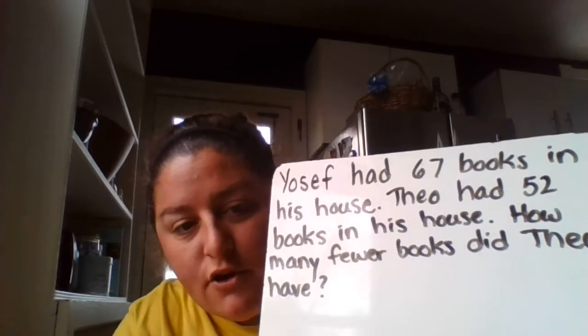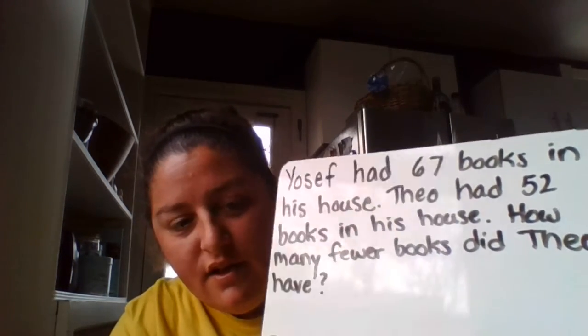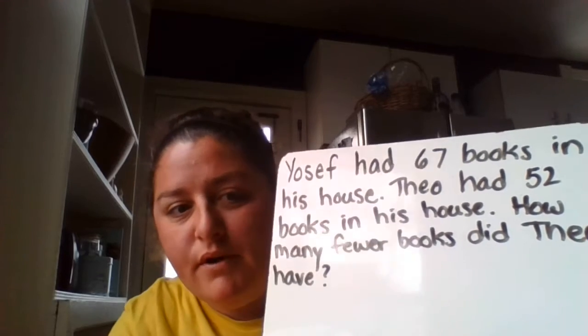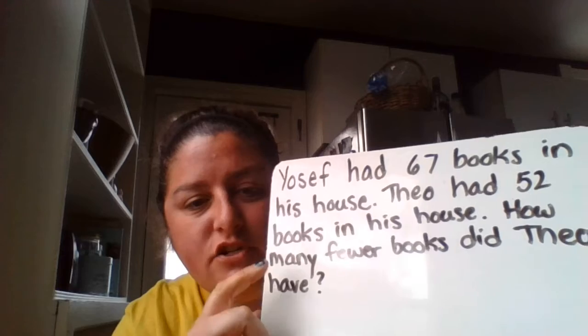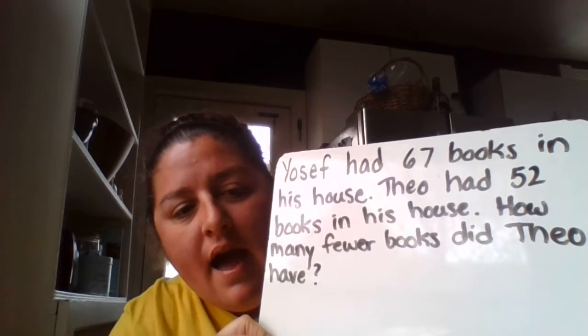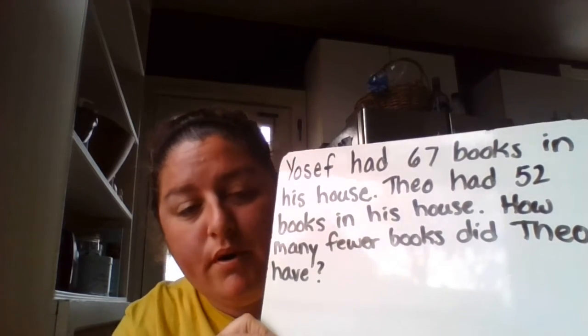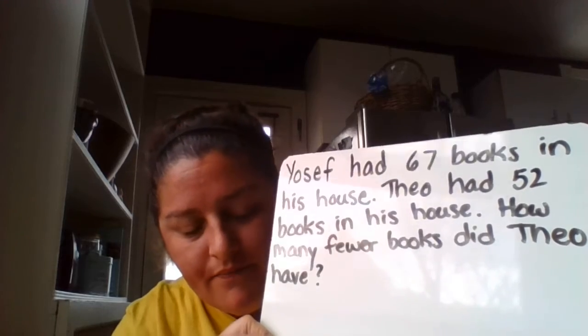So let's look at our problem today. Yosef and Theo are going to help us out today. So Yosef had 67 books in his home. Wow, in his house. Theo had 52 books in his house. How many fewer books did Theo have?